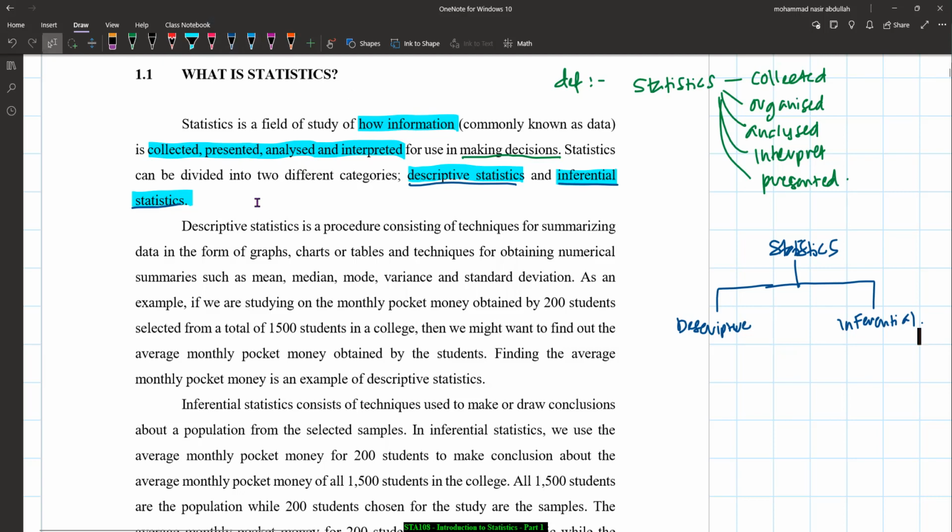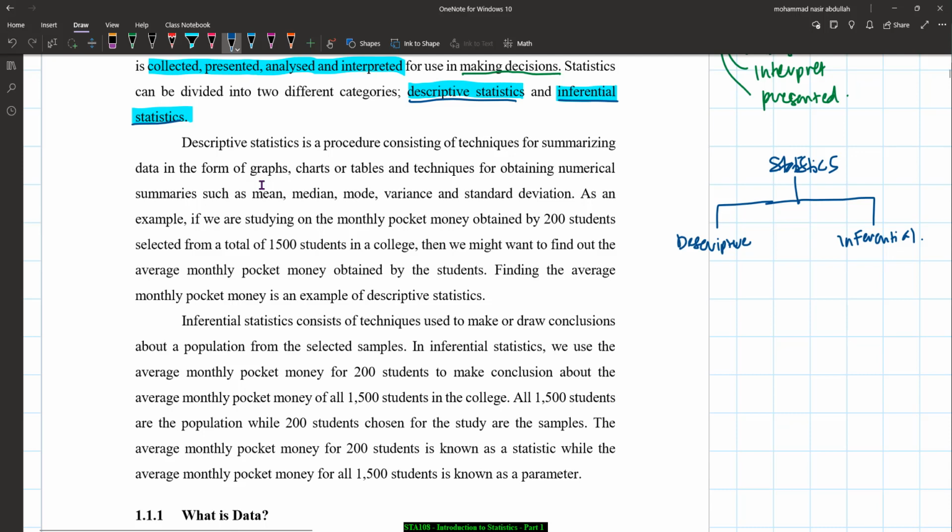Nama pun descriptive statistics. We just want to summarize or describe the data, right? So kalau kita tengok proper definition, it's a procedure consisting of techniques for summarizing data in the form of graphs, charts, tables, and techniques for obtaining numerical summaries such as mean, median, mode, variance, and deviation. You just want to describe the data, right? Kita nak tengok data tu ada berapa banyak yang tinggi, berapa banyak yang kurang, what is the mean, what is the standard deviation, what is the shape of distribution. Kalau nak tengok dalam chart tu, boleh tengok dalam pie chart, bar chart, histogram, right, and so on lah.